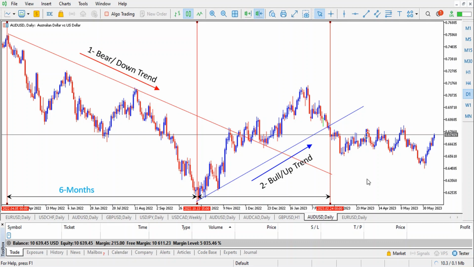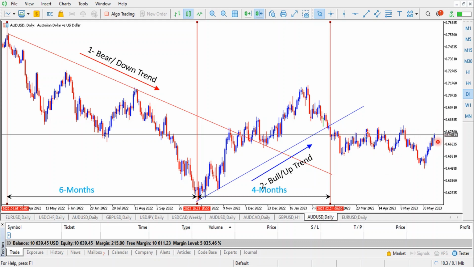So this bull trend line has taken almost 4 months. During those 4 months, the market was in a bull or uptrend. After the bull trend broke down on 24 February 2023, the market has not moved in any clear direction, up or down. It has only moved sideways.